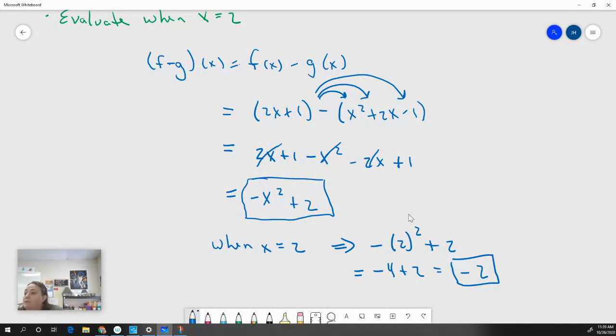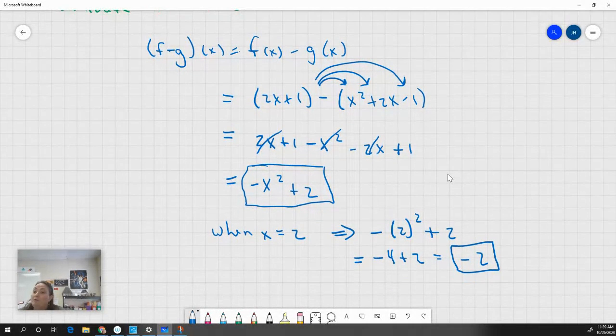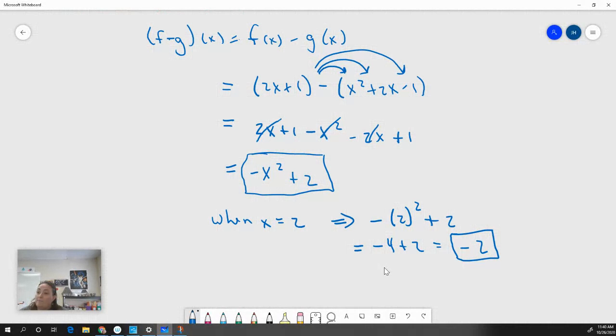And you're going to have problems like this in your ed puzzle. So keep an eye on that. I'm going to give you guys one to try right now.